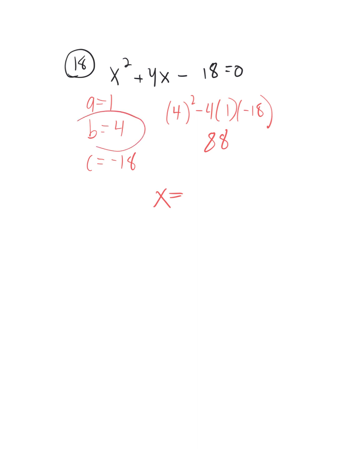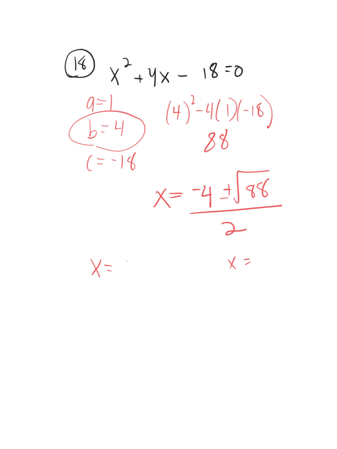X equals the opposite of B. B is 4, so I'm going to put a negative 4, plus or minus the square root of 88 divided by 2 times A. So divided by 2 times 1 is going to be just dividing by 2 there. And so we're going to go to our calculator now. Do negative 4 plus the square root of 88. Hit enter, divide that by 2.